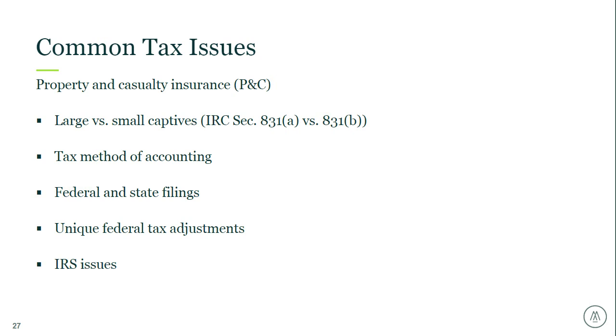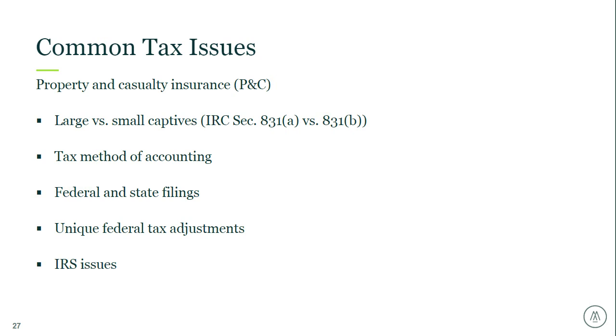Some of the common tax issues, and I'm using property and casualty insurance as kind of the general examples here. But you have large and small captives. What we're talking about today are large captives. These are 831A captives. If you search online about tax implications for captives, you'll see a lot of focus on micro captives or small captives or 831B captives. That's not what we're talking about today. So I only reference that to make sure that you understand the difference. You're looking at large captives, and the tax implications are very different.